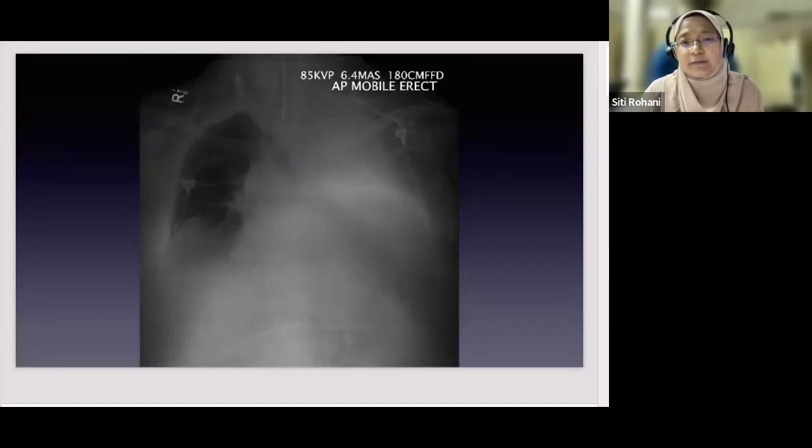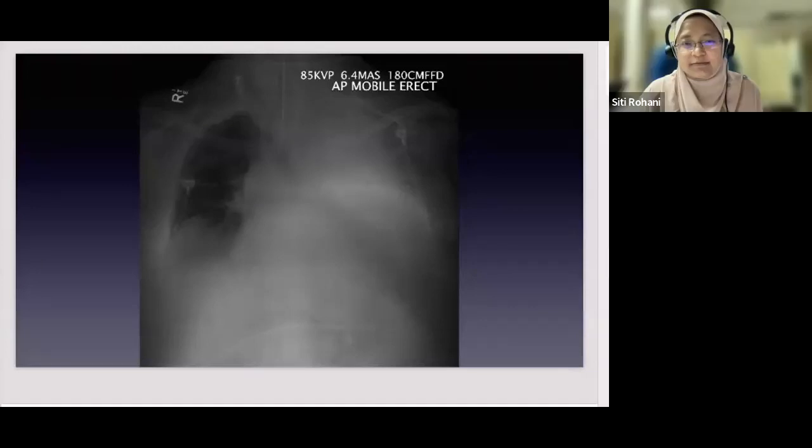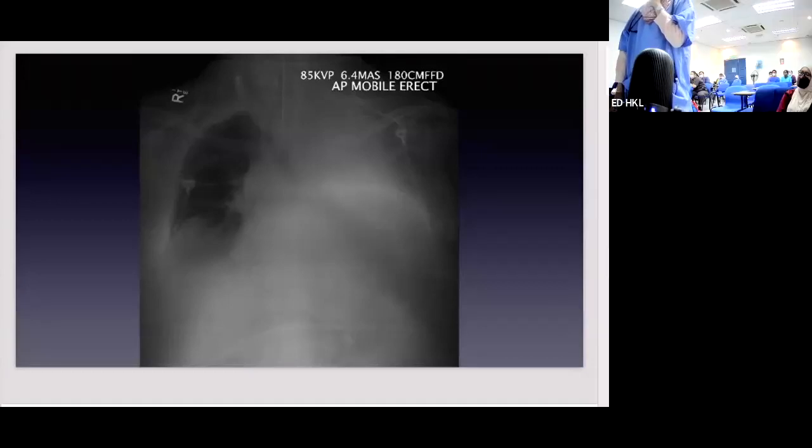We already reviewed collapse and consolidation just now. It's massive pleural effusion on the left side. Okay, you see opacification on the left side. So you think it's massive pleural effusion. Okay. And what else do you see? Yeah, there's a displacement of the trachea to the right side. Okay. Yeah, very good.